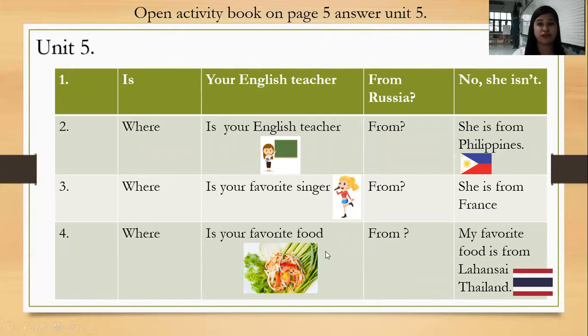Where is your favorite food from? My favorite food is from Thailand. Again, let us read. Is your English teacher from Russia? No, she isn't. Where is your English teacher from? She's from the Philippines. Where is your favorite singer from? She is from France. Where is your favorite food from? My favorite food is from Thailand. Very good. Next.